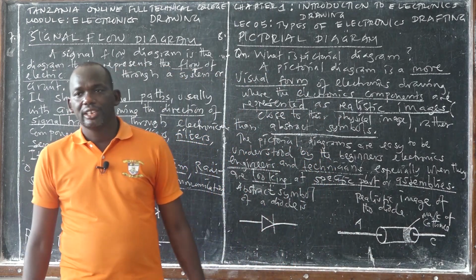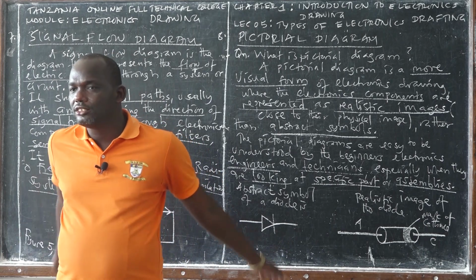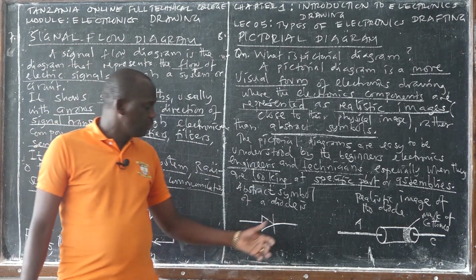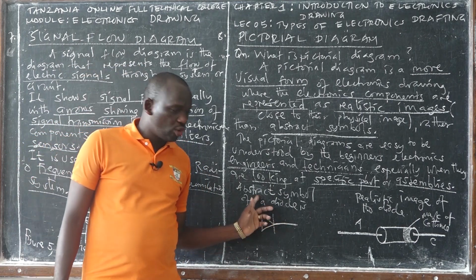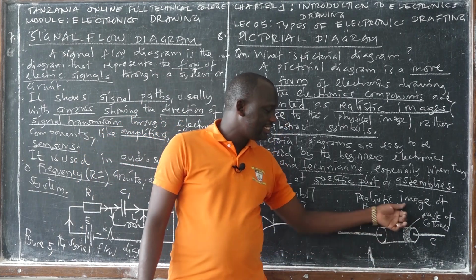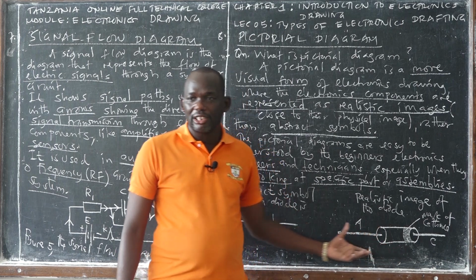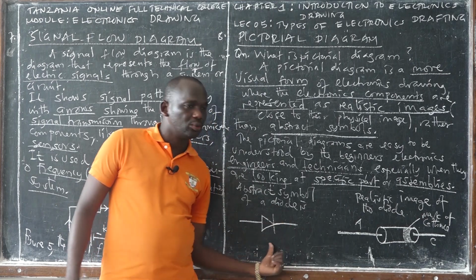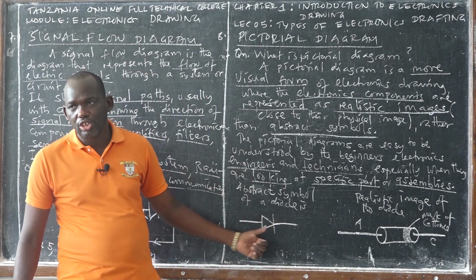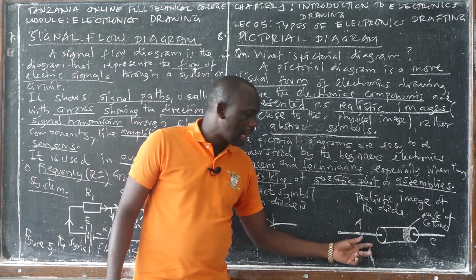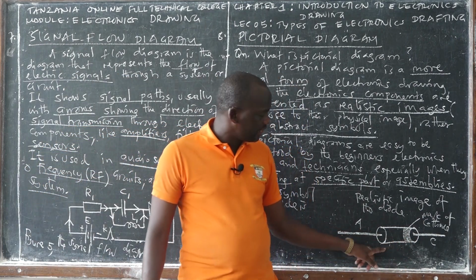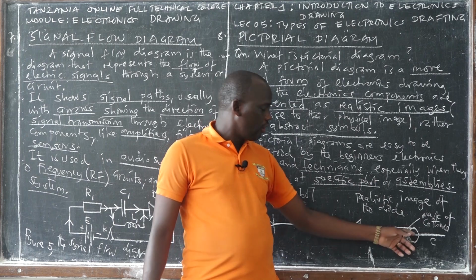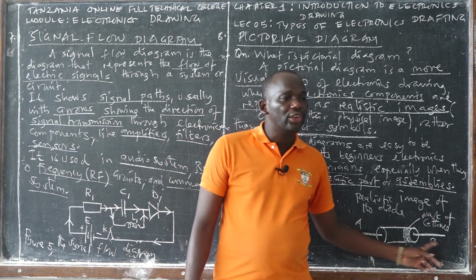In a pictorial diagram, we are not drawing the circuit by using abstract symbols, but by using realistic images of the electronics components. So this is the physical appearance of the diode. A diode doesn't look like the abstract schematic symbol. It is cylindrical in shape, has a white mark to show the cathode terminal, and has two terminals. The longest terminal is the anode, and the shortest is the cathode.